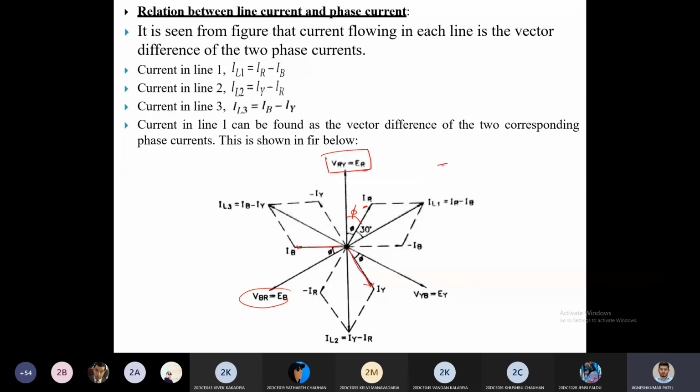So if I want to find out IL1, that is IR minus IB, what I have to do? IB is going in this direction, so I have to take negative IB, that would be this negative IB, and then a sum of those two, so we'll get this IL1. This is my IL1, which is higher than the phase current again, but right now it is lagging behind IR. In star the line current was leading, right now it is lagging. Okay, it is behind, and not by phi, it is by 30 degrees. So this is the relation between line current and phase current in your delta connected system.